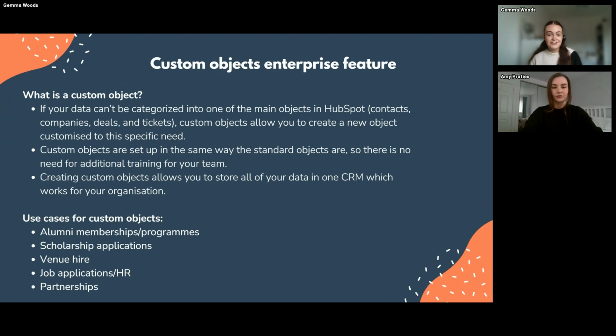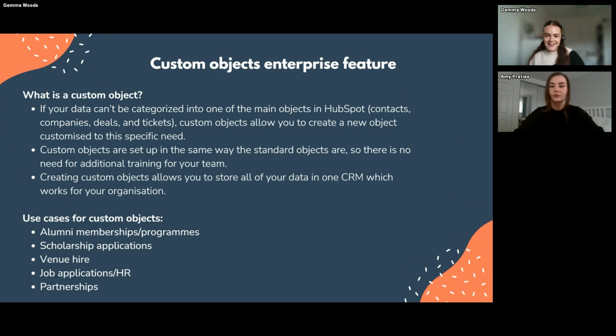At HubGem, we actually use custom objects for managing HR, job applicants, and some in-house training resources, which allows us to associate employee contact records to various records in the HR or job applicant object. I will do a deeper dive into independent school and further education examples on the next slide. But for reference, some other education use cases could be alumni memberships or programs, scholarship applications, venue hire, job applications, HR, and partnerships. This is where you could use your custom objects.